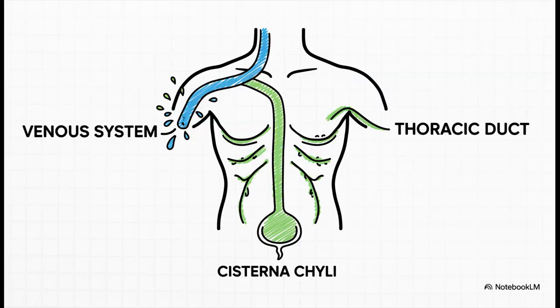And that final journey happens through the thoracic duct. This is the main lymphatic pipeline in the body. It starts at that cisterna chyli, runs up through the chest, collecting more lymph as it goes, and then it empties everything right back into the venous system, completing that whole fluid cycle.